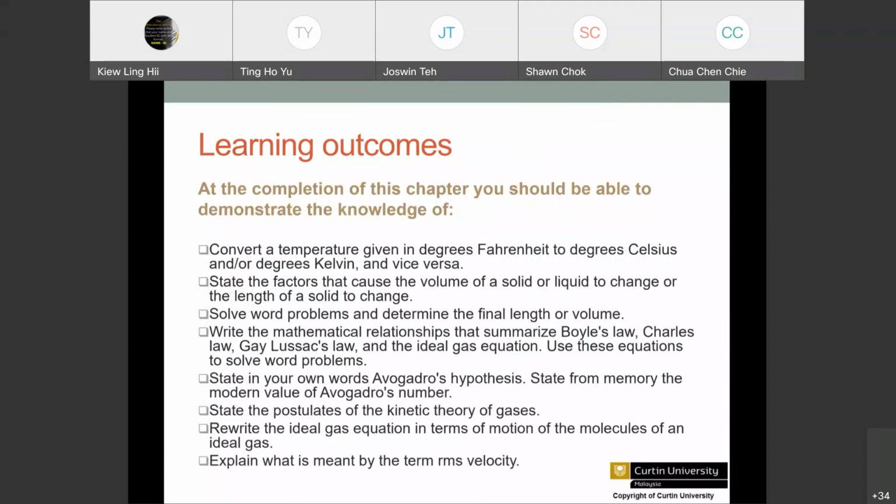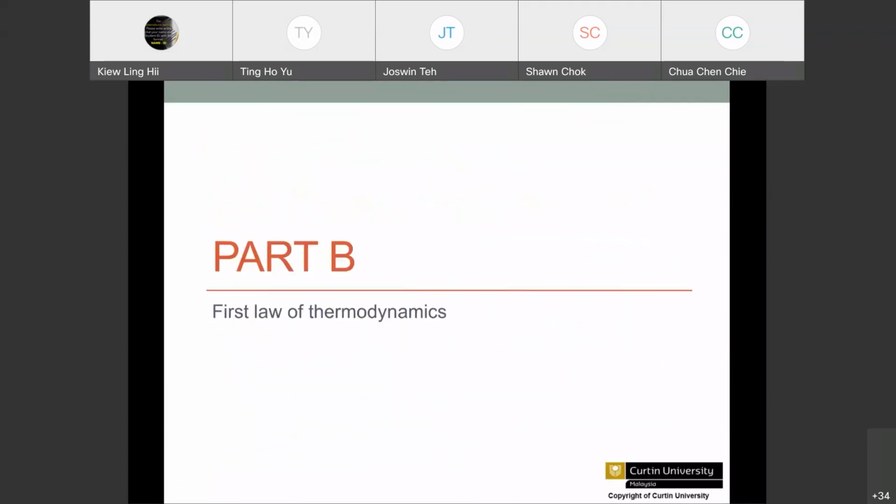Let's take a break of 5 minutes before we move into part 2, which is the first law of thermodynamics. Yeah? 5 minutes, come back at 9:03. 9:04 lah.